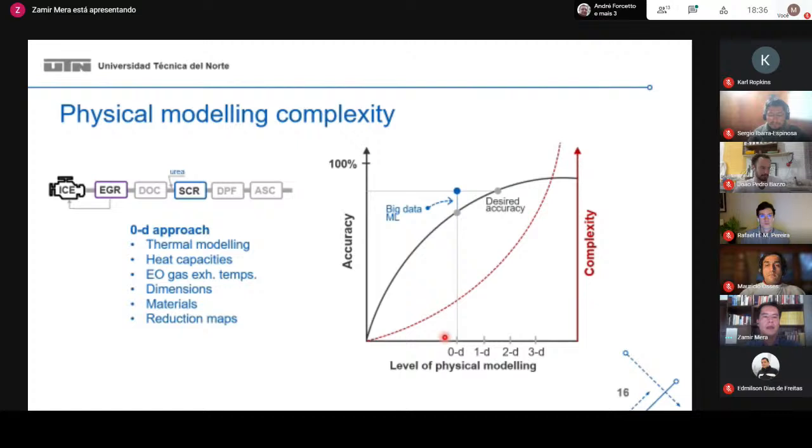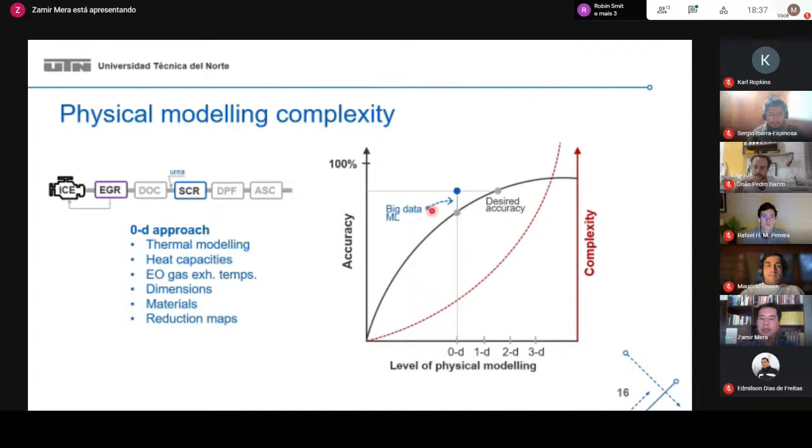Also, I would say physical modeling is the best method to model at the microscopic level. But indeed, physical modeling of the after treatment in a 0D approach is very complicated. We need a lot of data, a lot of information, but in this case, physical models can be improved with the use of machine learning and big data.